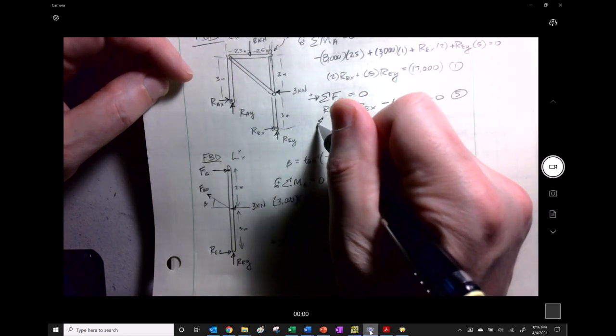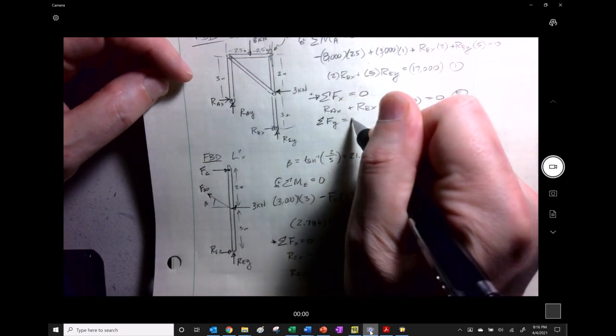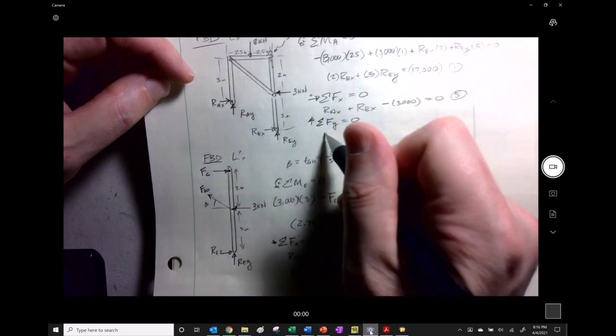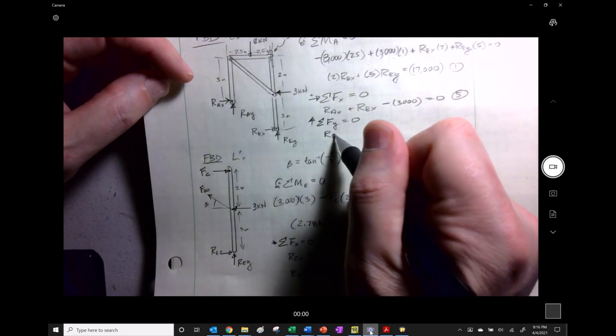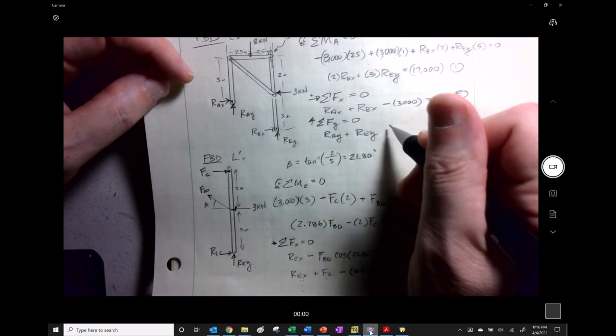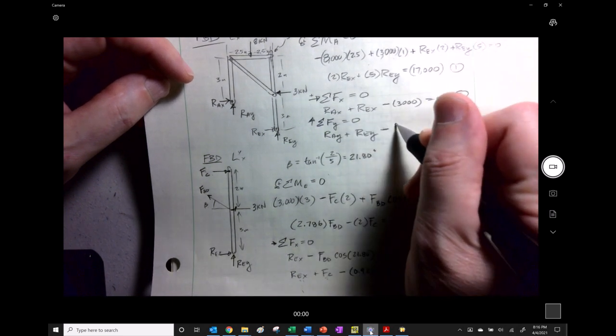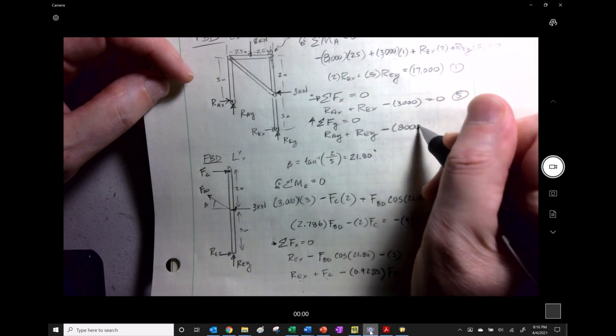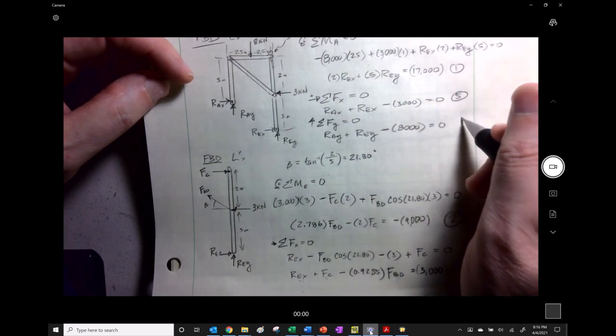And then the sum of the forces in the y is equal to 0. And I got RAY plus REY minus 8,000 equals 0, and I'll call that equation 6.